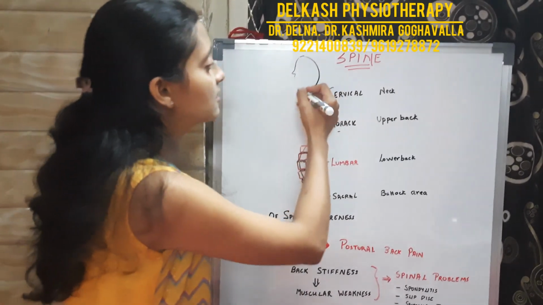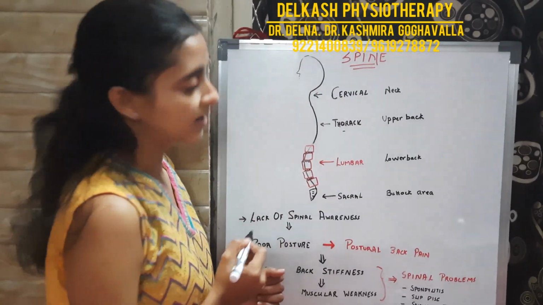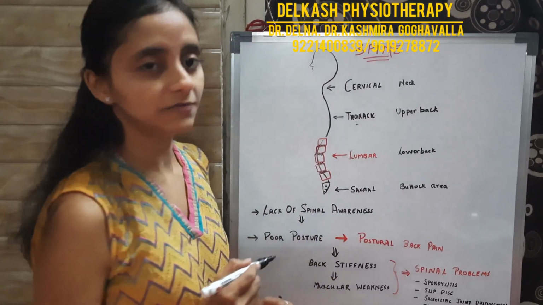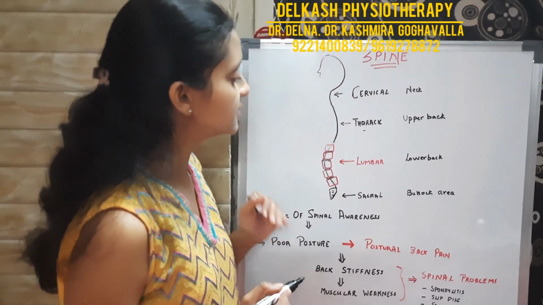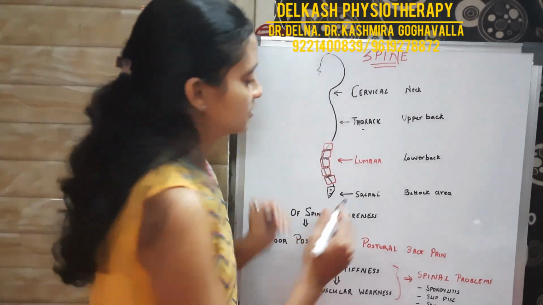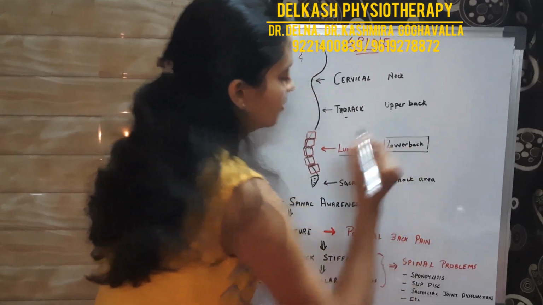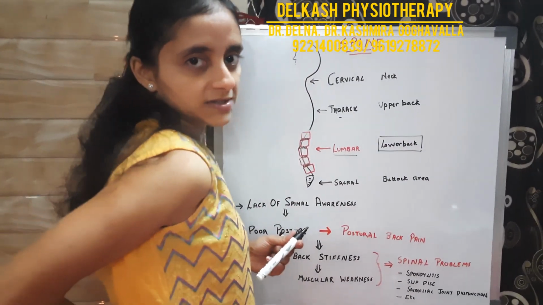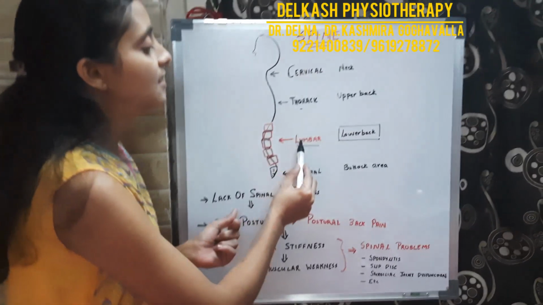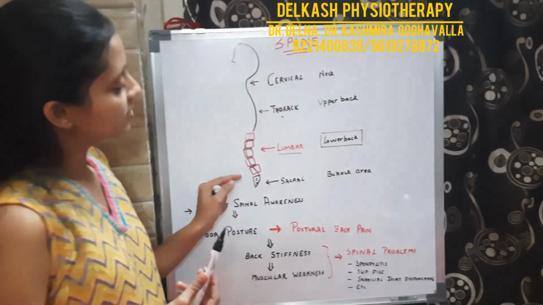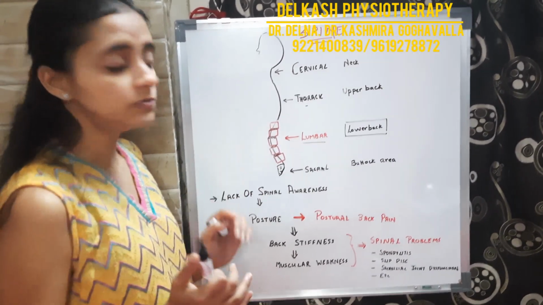Okay, so there are curves. Your neck has a curve which is concave in the backward direction, and the thoracic region has a curve which is convex in the backward direction. After these two regions comes the lumbar region, that is your lower back region. And below that is the sacral region, that is the region near the buttock areas on which you sit.